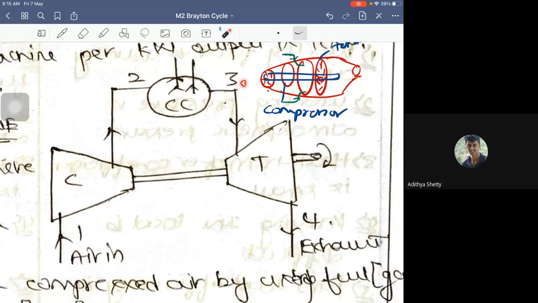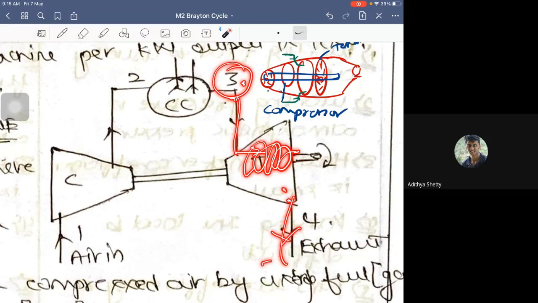And this high temperature, high pressure gas is made to impinge on the turbine so that the turbine rotates. Okay. Once the turbine rotates, the low pressure, low temperature gas is left to the atmosphere. Getting it? So this is the open cycle gas turbine.